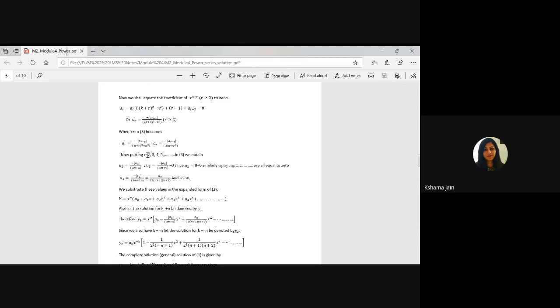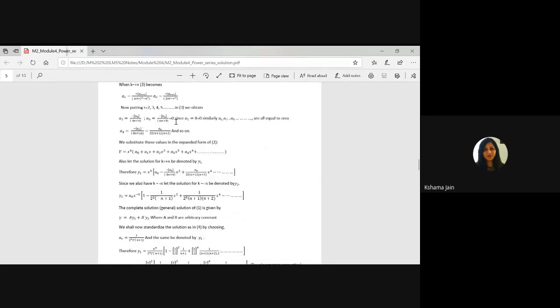So in the beginning, we will try to start with r equals 2. If I put r equal to 2, a2 will be a0 by 4n plus 4. Next, if I put r equal to 3, a3 is equal to minus a1. Like this, we got the values of a2, a3, a4 and so on.